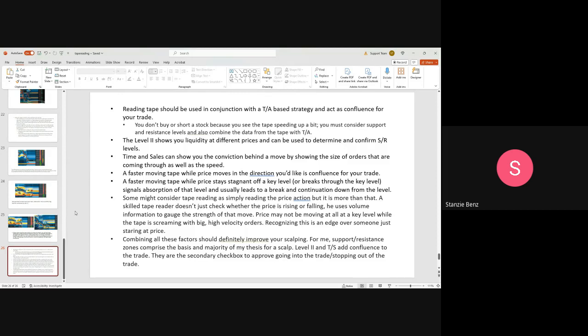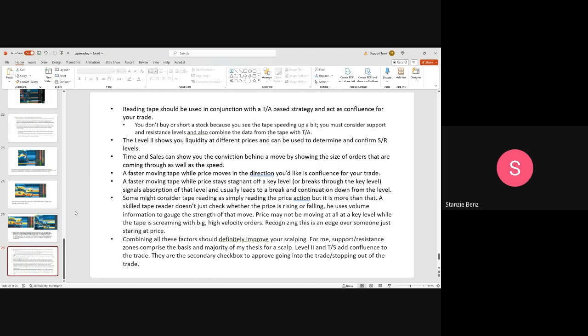Have your levels pulled up on another screen and have the tape pulled up on one screen and watch when the price gets to a level. Watch tape, watch what is happening and watch how the price reacts. It's going to look like complete gibberish at first. Like maybe in your first couple months, you'll be like, well, what am I doing? I don't see any difference in the tape. But you need to really just give yourself screen time. You will be able to identify the tape speeding up or slowing down when levels are tested.